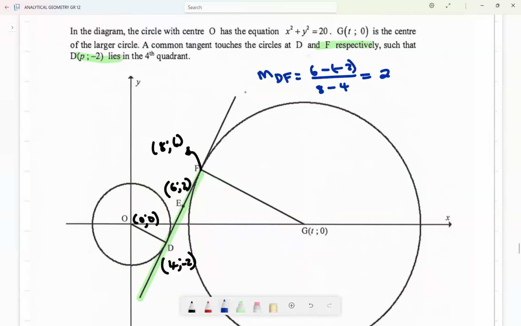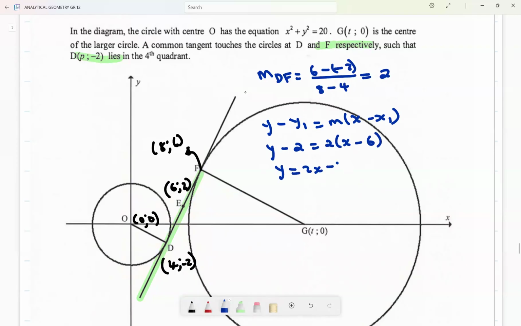And then I need any point on the graph. I'll use E. y minus y1 is equal to m into x minus x1. I just need any point on that line. I'll just use E: y minus 2 is equal to 2 into x minus 6. Therefore, y is equal to 2x minus 12 plus 2, minus 10. So that's that, guys. Easy peasy.